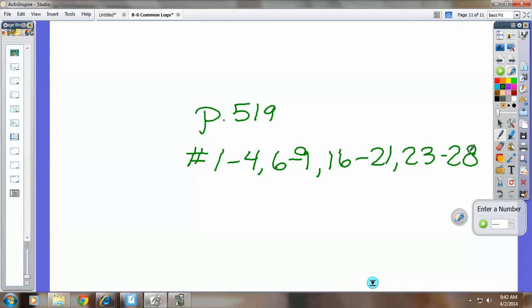Please be aware of the directions. If they tell you to round to 4 decimal places, please do that.